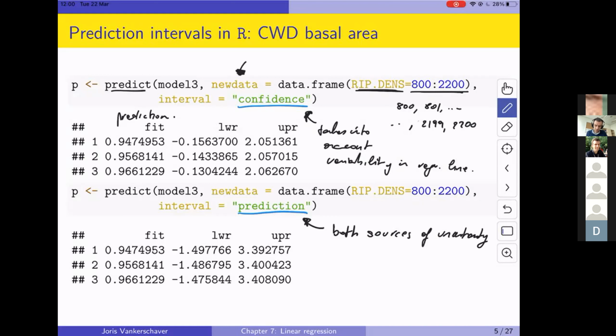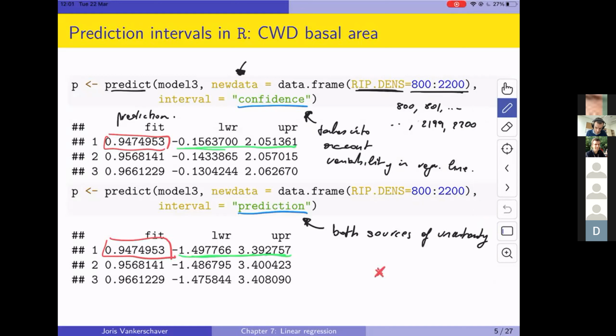So the uncertainty in the regression line and the uncertainty in the residuals. As a result, what you can observe is that we get the same predictions. That doesn't change. So for instance, this value and this value agree perfectly. But if you look at the lower and the upper interval, the confidence interval here is smaller than the prediction interval here. And that's something that you will always see.